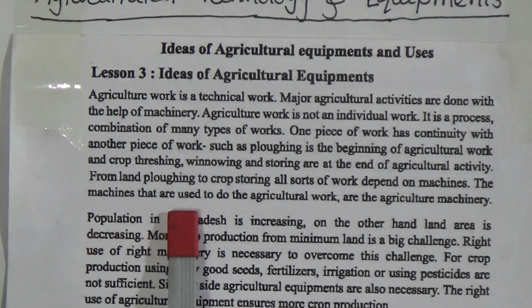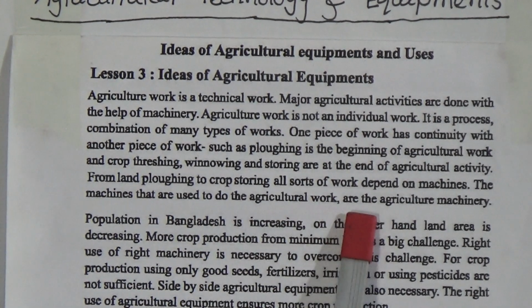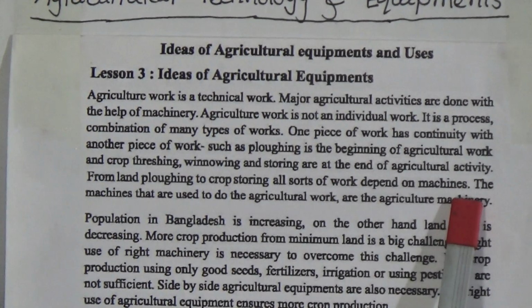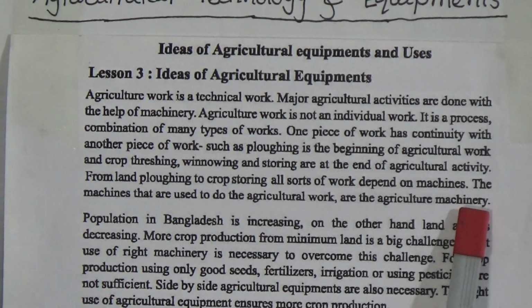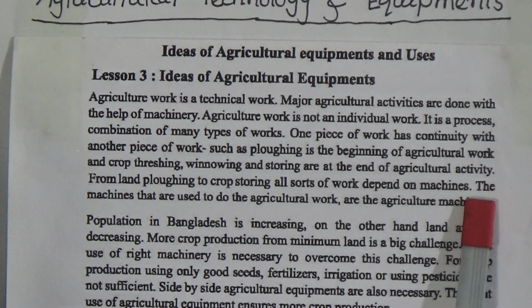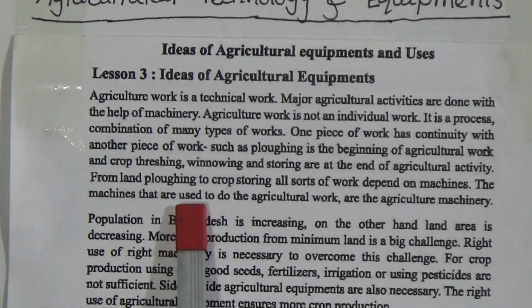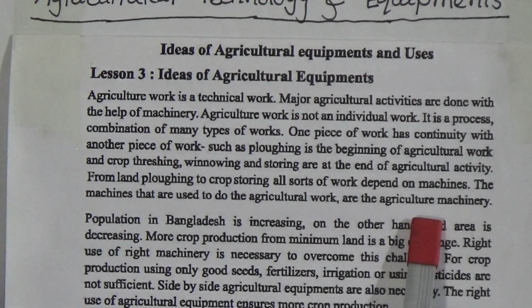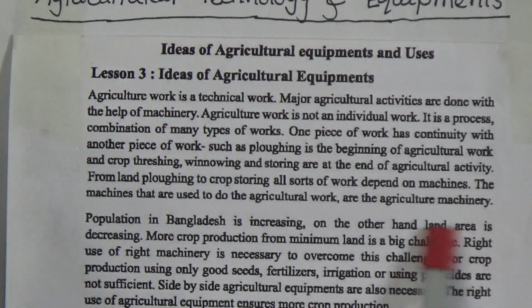The machines that are used to do the agricultural work are the agricultural machinery. Students, just one second, I am telling here, just look at the sentence: the machines that are used to do the agriculture work are the agriculture machinery.